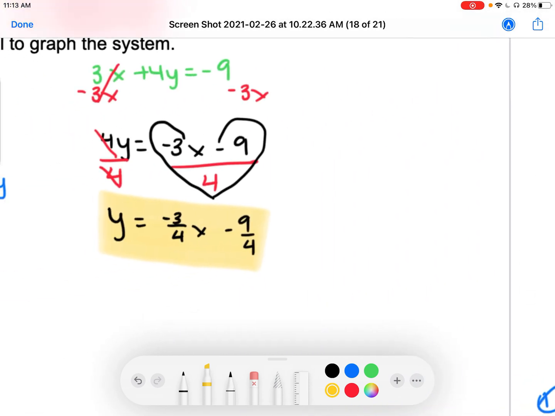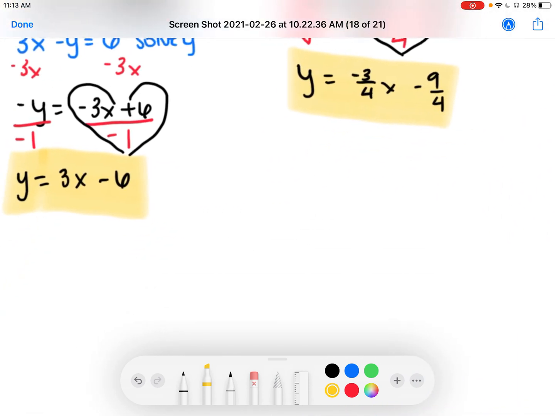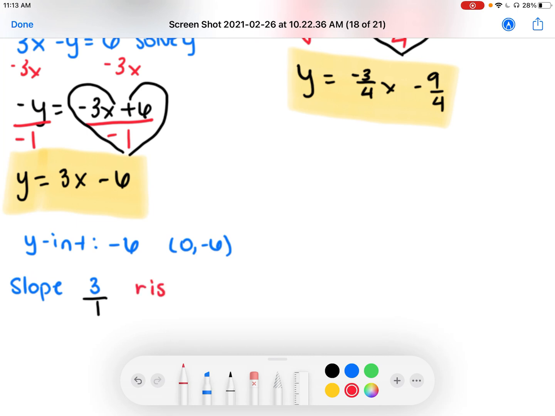So I'm going to use my y-intercept and my slope. I have a y-intercept of negative 6. I'm going to plot that point, which is the point 0, comma, negative 6. And then I'm going to use my slope. My slope is 3, so I can write it as 3 over 1. And I know that tells me my rise over my run. Because it's positive, I'm going to go up 3, and because it's positive, I'm going to go to the right, I'm sorry, right 1. So I'm going to plot this point of negative 6 and then go up 3, right 1.